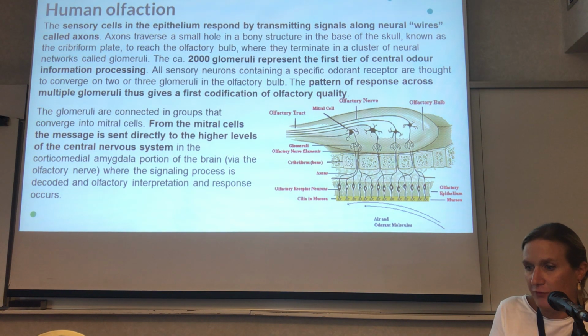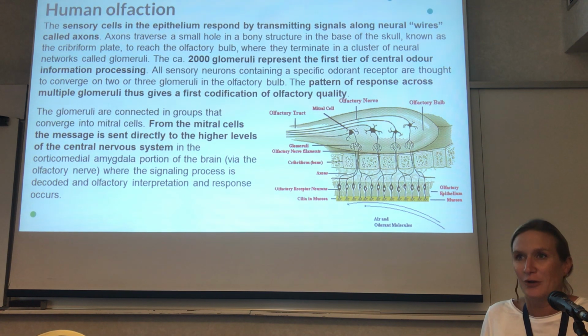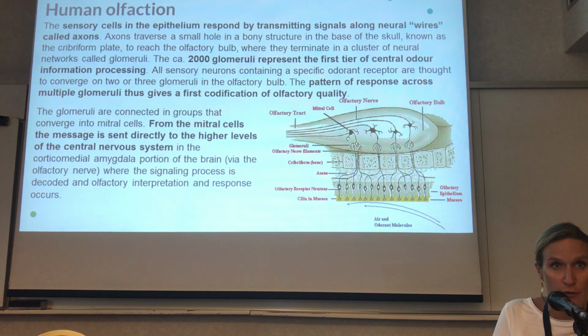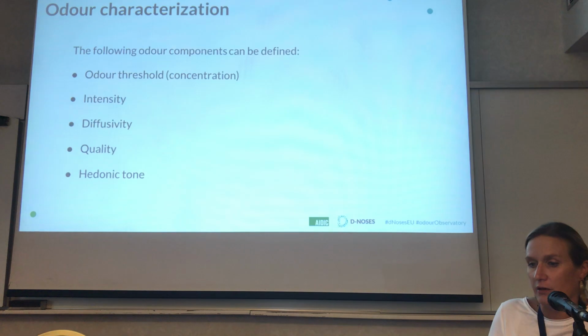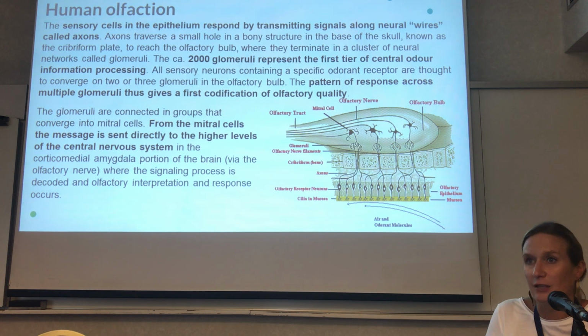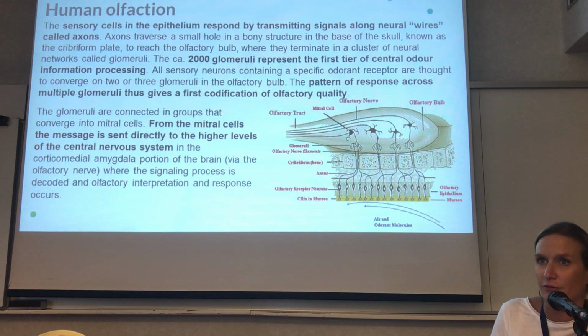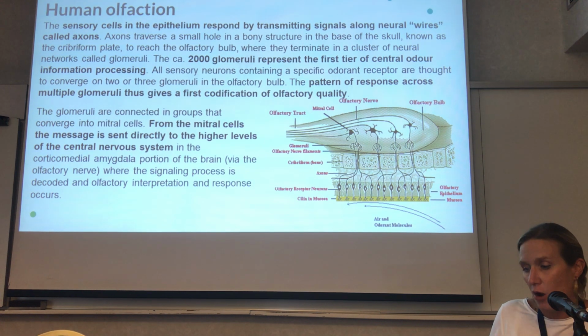This gives you a first pattern of response across the multiple glomeruli, which gives a first codification of the olfactory quality. This is all electric signal. This all happens in the nose. From there, the signal goes to the brain, and there is where the odor is effectively recognized, elaborated, and compared with a database of what we've learned during our life, which makes us able to recognize an orange odor from an apple odor, or from other types of odors. So it's really a sense that involves different levels, from our nose to the higher parts of the brain.